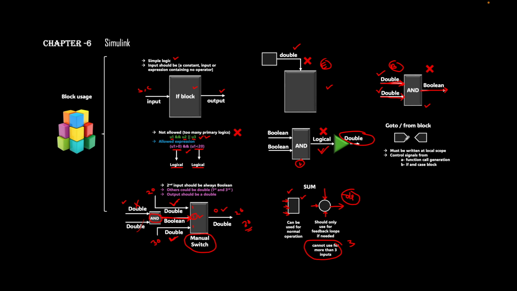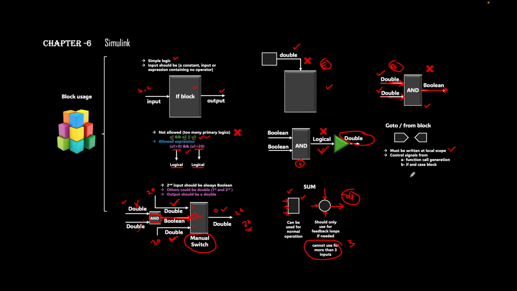Next is coming to the go to and from block. It must be written inside the local scope. As you already know, go to and from blocks always have a local scope. It is applicable inside a subsystem. If you are going outside a subsystem, then it will not work, as it is a virtual block.